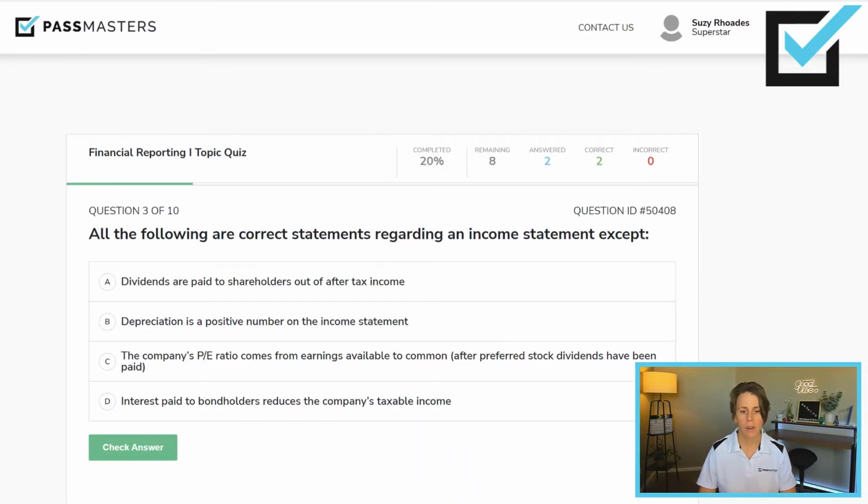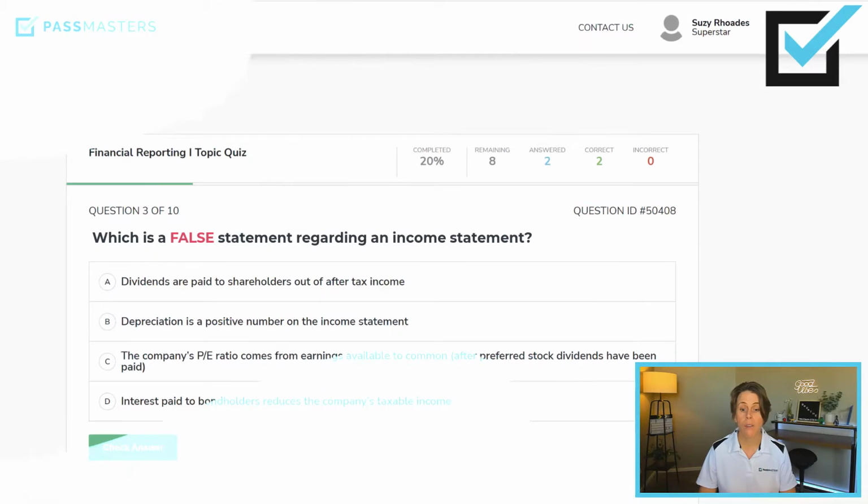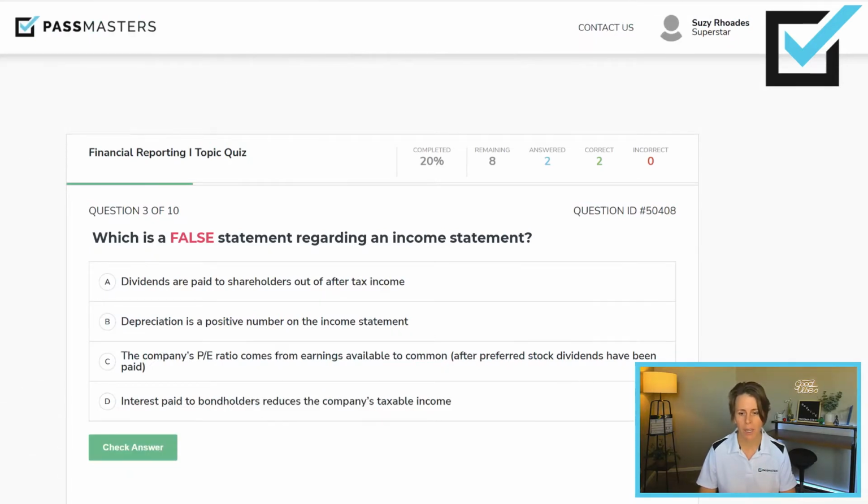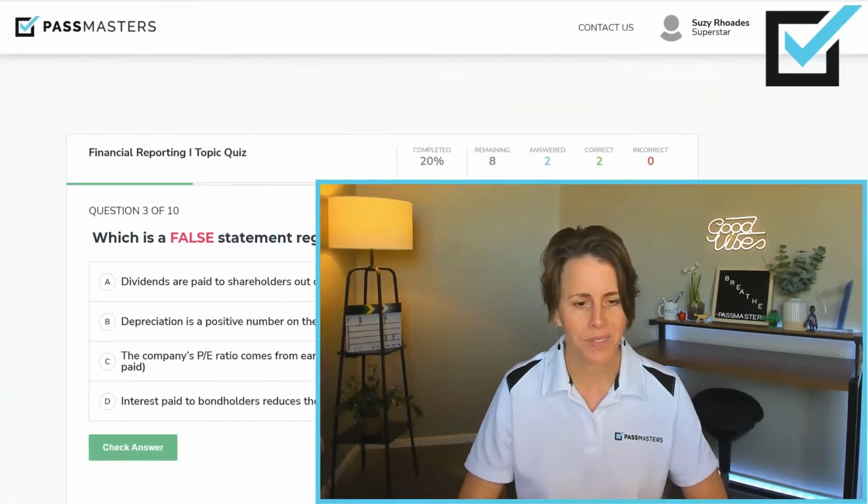All of the following are correct statements regarding an income statement except. So reword it without the except. Which is a false statement regarding an income statement? So there's going to be 3 true statements and 1 false statement. The false statement is going to be the right answer. So literally on your scratch paper, write 1, 2, 3, 4, and then true, true, false, true, or however it works out. Something about writing, because you can't write on your computer, write it down. It really does help, I promise.